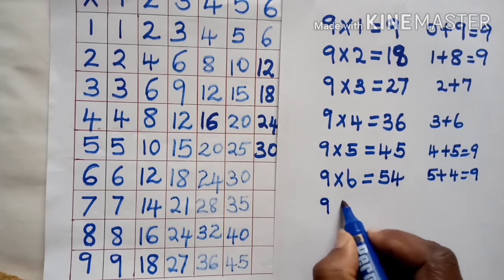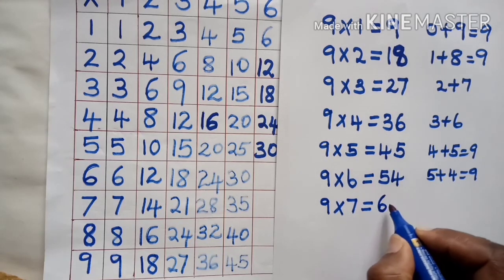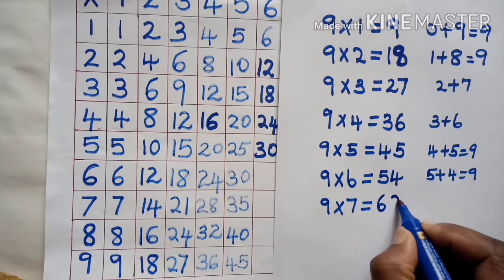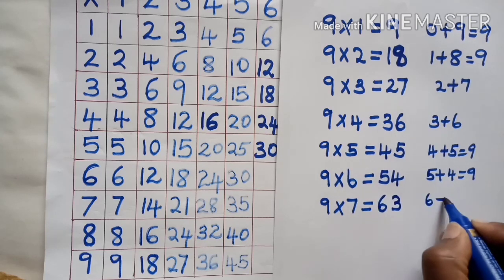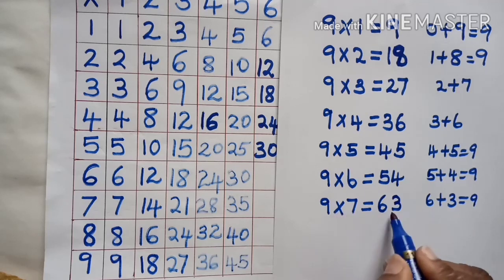What of 9 times 7? We'll say the number before 7 is 6. 6 plus what will give us 9? 6 plus 3. 6 plus 3 gives us 9. So our answer, 9 times 7, is 63.